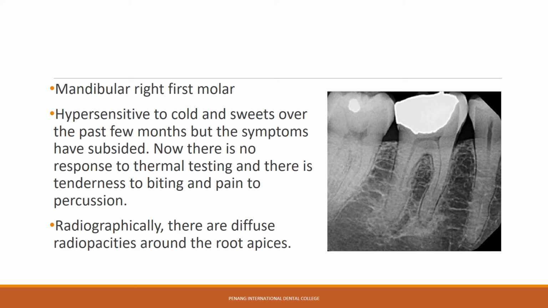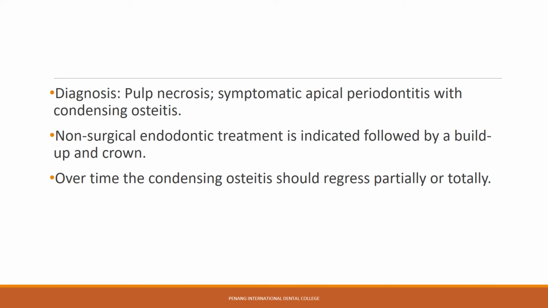Radiographically, there are diffuse radio opacities around the roots, around the root apices. Okay, so let's look at the answer. The answer here is pulp necrosis, because previously there was pain without any treatment, and now it has become totally non-responsive to thermal testing or electric pulp test. So the condition is described as pulp necrosis.